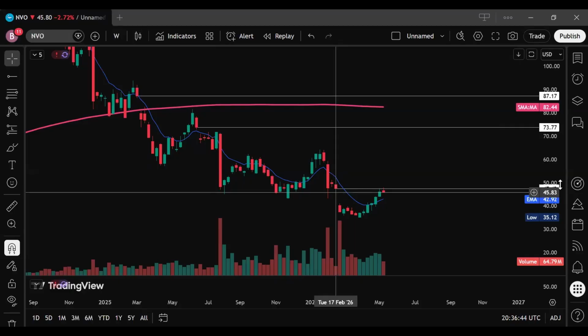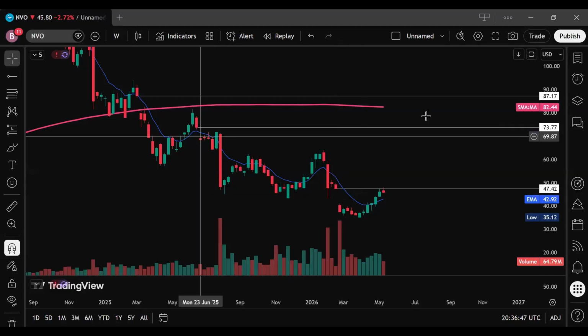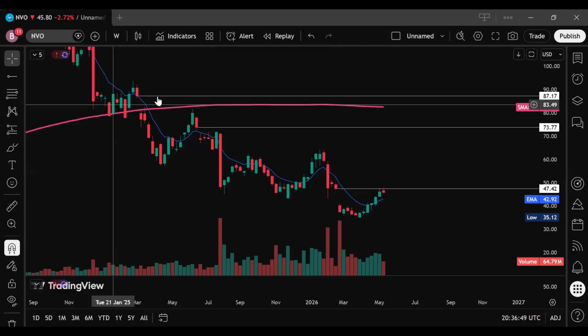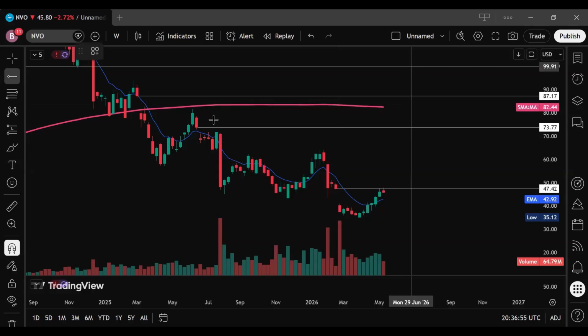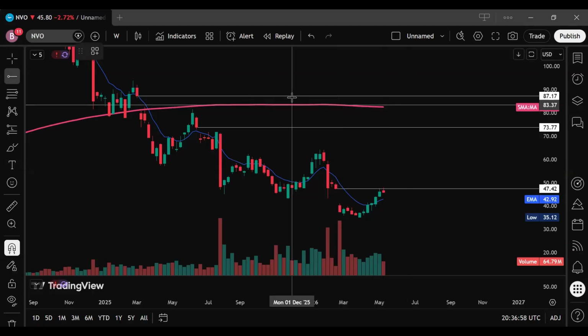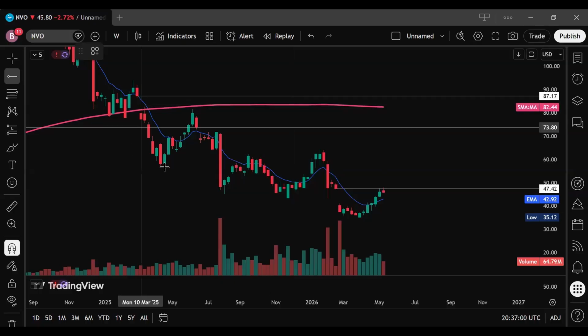So here's what we have to fill. We have to come up in here to gap fill right here, 47.42. Here's another gap, 73.77. And then right here, we have another one at 87.17. We're also going to take a look in here. We're going to try to find multiple touch points here for our candles, but we're going to start by kind of looking at low points and high points.